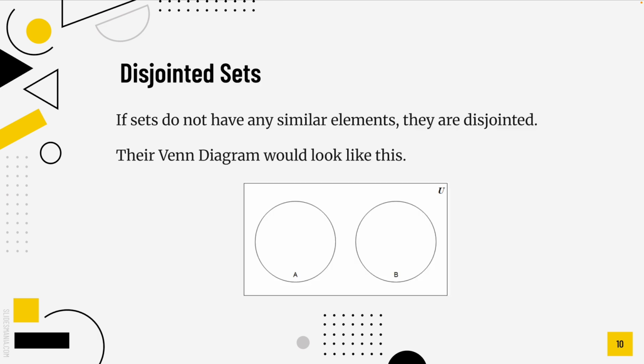If you have a disjointed set where they don't have any similar elements, then you would draw it where their circles are apart and there's no overlap of the circles because there's nothing that's the same, and we call this a disjointed set.